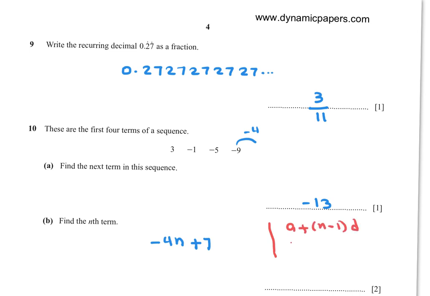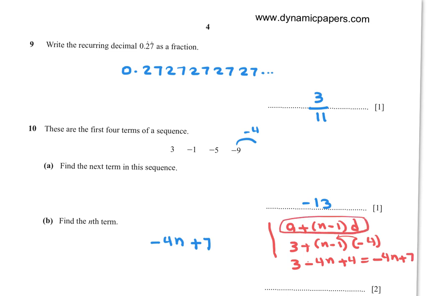A is the first term, which is 3, plus n minus 1 multiplied by -4. If you simplify, you get the same answer, because 3 and -4 times n is -4n, -4 times -1 is +4. Now if you simplify, you get -4n plus 7. So this is the nth term for this type of sequence.